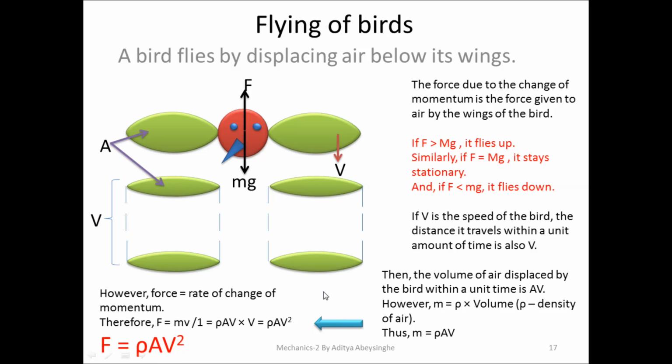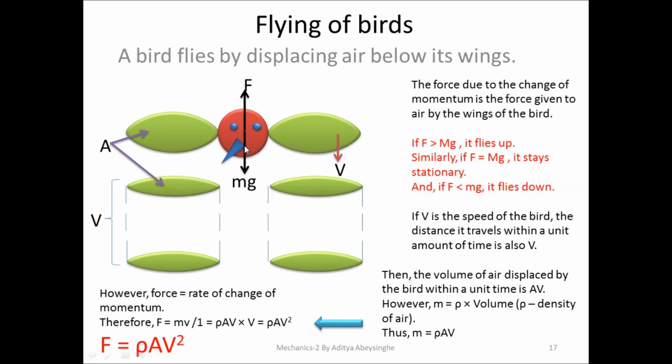Another occasion where some special forces come into play is the flying of birds. When a bird flies, it's not the same concept as when an aeroplane goes on. When a bird flies, what happens is that it displaces the air below the wings. The force due to the change of momentum is the force given to the air by the wings of the bird. Now the weight of this bird is acting downwards, and the velocity of displacing air is also downwards. So the force, the drag of this bird, is in the upward direction.